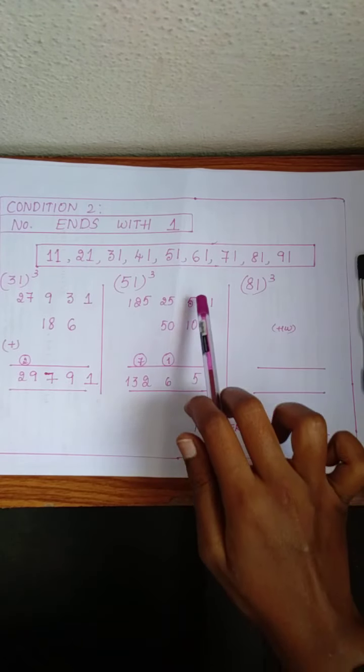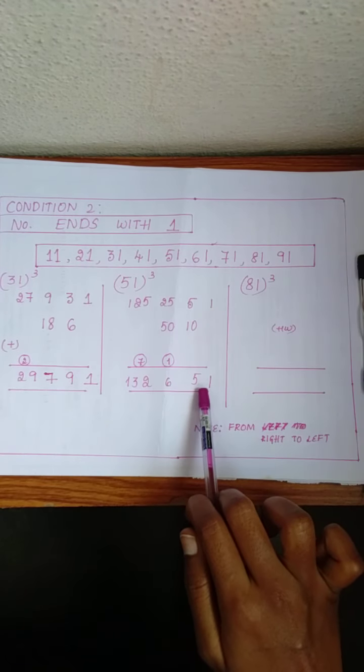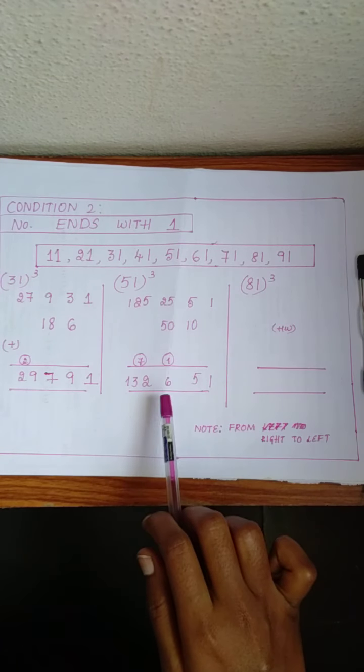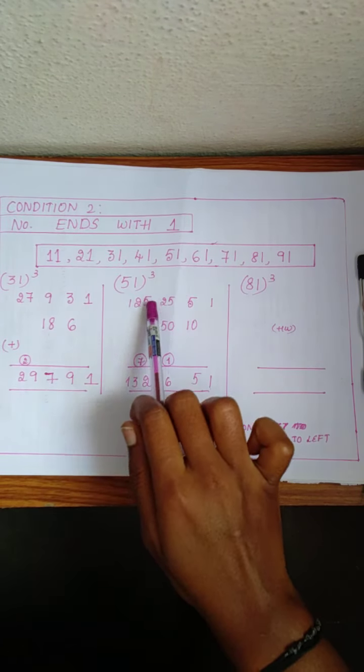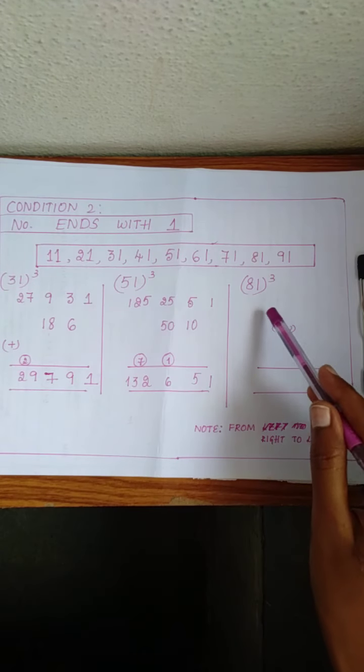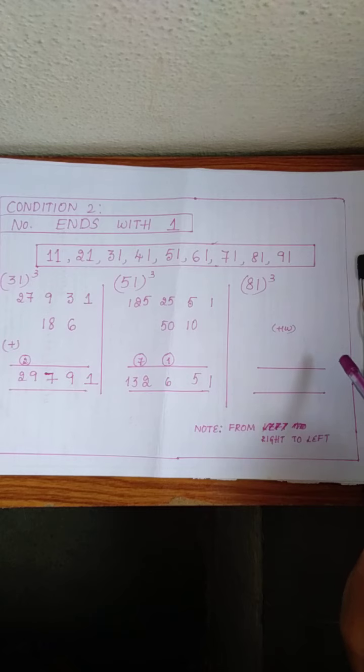1 plus 0 is 1, 5 plus 10 is 15, 1 will be carry, 5 will be here, 25 plus 50 will be 75, 75 plus 1 will be 76, 6 here, 7 is carry, 125 plus 7 will be 132. And next, 81 cube, it will be homework to you.